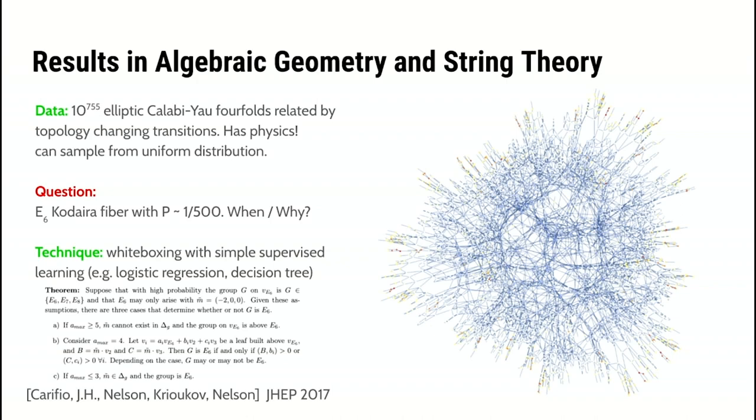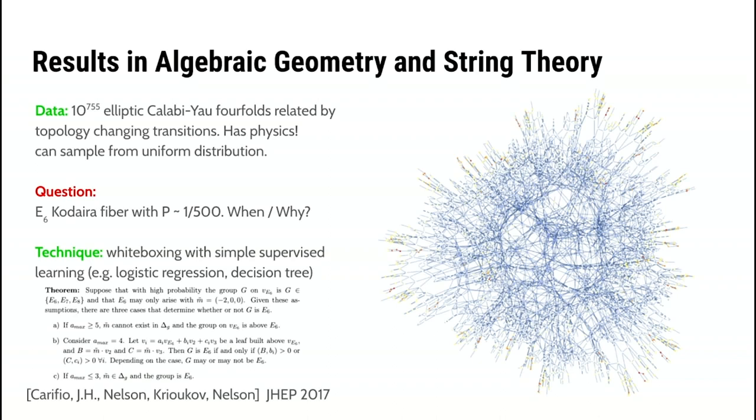And those ones are related to one another by transitions that change their topology. So you could think of this data set as one big network of Calabi-Yaus, where each fixed topology is a node, and they are related by edges when there's a simple topological transition between them. And for particle physics reasons, there was a particular physics question that we wanted to ask, which is, in this elliptic fibration, there was an E6, what's called an E6 Kodaira fiber, appearing with probability like 1 in 500. And we wanted to know when and why that was the case.